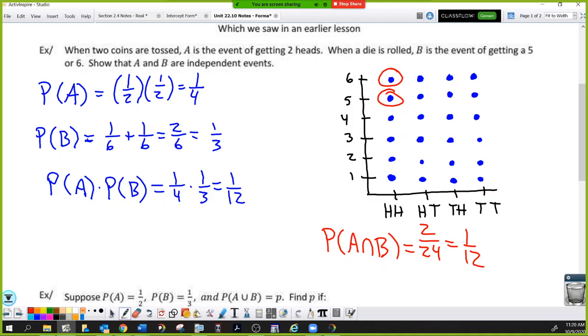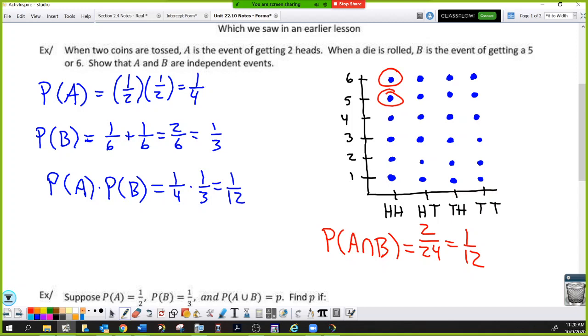Understanding what we're doing? We are trying to show that when you multiply the probabilities, you get the probability of the AND statement occurring. If they are not equal, then they are not independent. Comfortable with that idea? These two were equal, so they are independent.